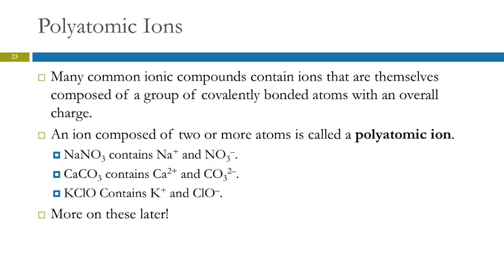In Chem 1A, ionic compounds are always going to have 2 ions. One positive ion, one negative ion. So when you look at a compound like this and you're trying to figure out what the ions are, the first ion is the positive one. That's a metal. Metals are always positive ions. And then if you block that off, that's the cation. Everything else together is the negative ion.